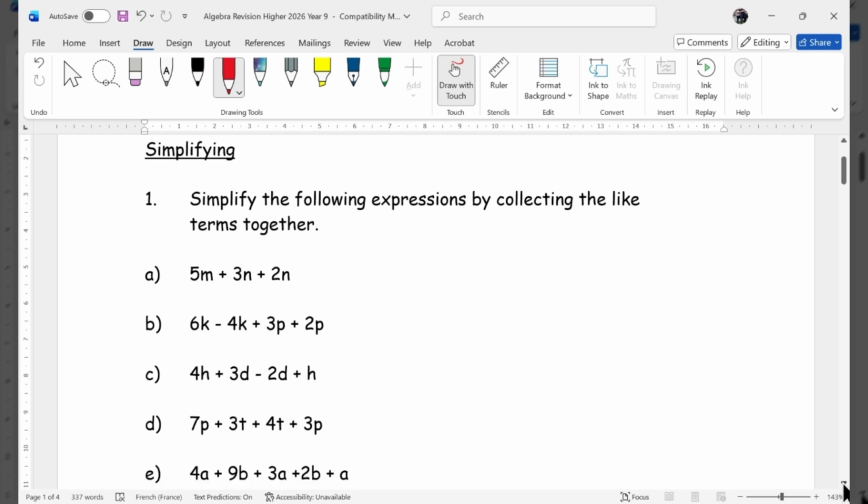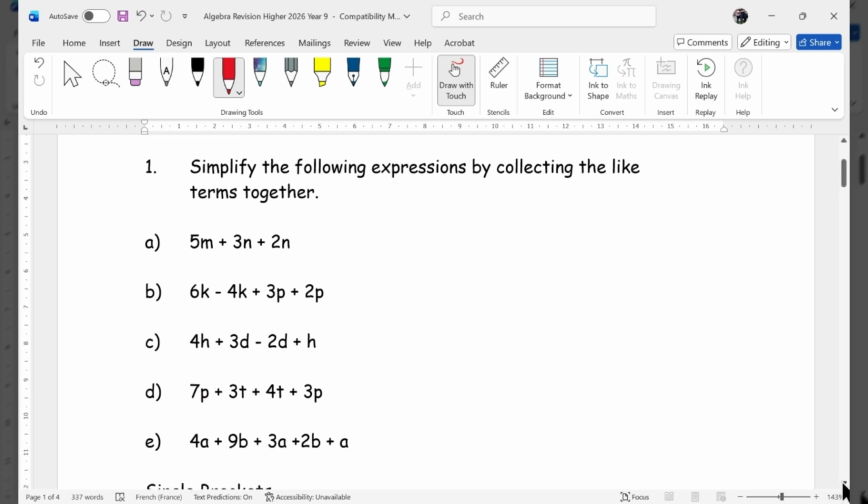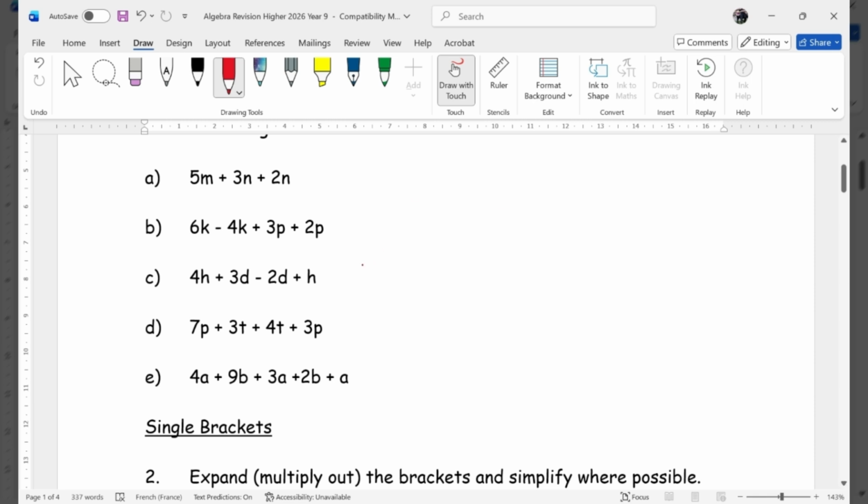Simplify by collecting like terms, families, collect the families together. We don't create new families, so we're not timesing to make x squared or a squared. We're just literally going, right, what have we got? So if we take some of the harder ones here, I don't even think these go hard enough really. I might set you a challenge of something. There's nothing really that goes negative here.